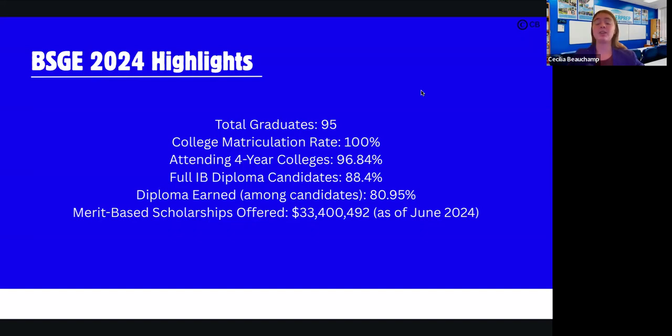And when I saw this number, I was actually shocked, and I didn't even know how this stat could be recorded, but there was $33 million of merit-based scholarship offered, spread out over 95 different kids. That's an insane amount of money. And I would like to point out this is merit-based as well. So many colleges now do fully need-based. All of the Ivies are fully need-based. So this is solely from schools that offer merit-based scholarships, which is incredible.